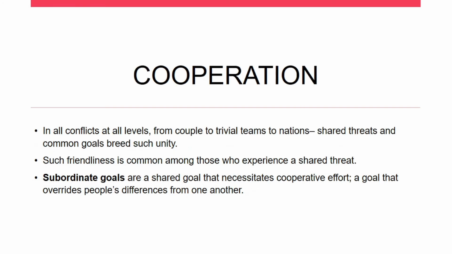Next is cooperation. The second C is cooperation. In all conflicts at all levels, from couples to tribal groups to nations, shared threats and common goals breed unity. Such friendliness is common among those who experience a shared threat. Superordinate goals are shared goals that necessitate cooperative effort, a goal that overrides people's differences from one another.